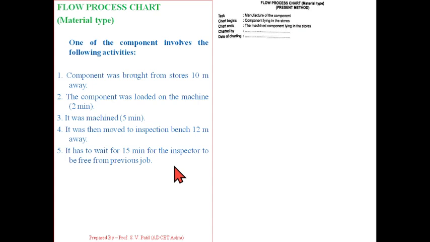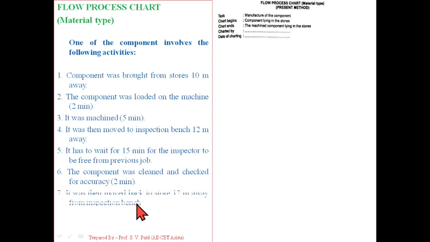The next event, it has to wait for 15 minutes for the inspector to become free from the previous job. The next event, the component was cleaned and checked for accuracy. The next event, it was then moved back to the store, 12 meters away from the inspection bench. And the last event, the component is placed in the rack. So here we have a total of 8 different events.